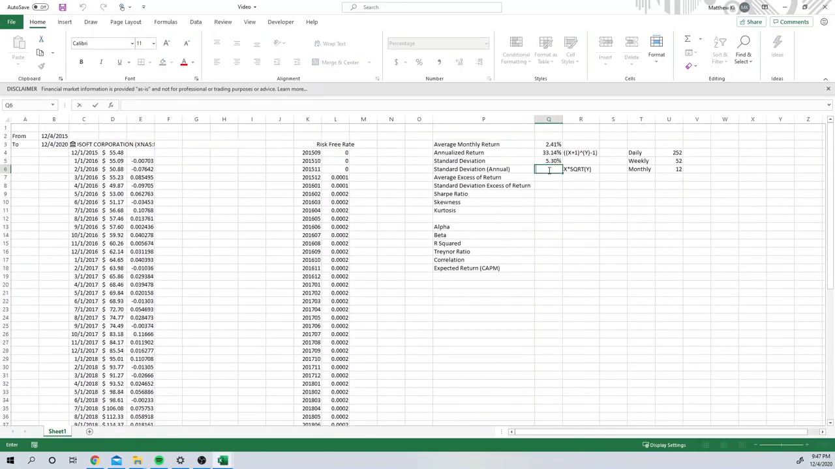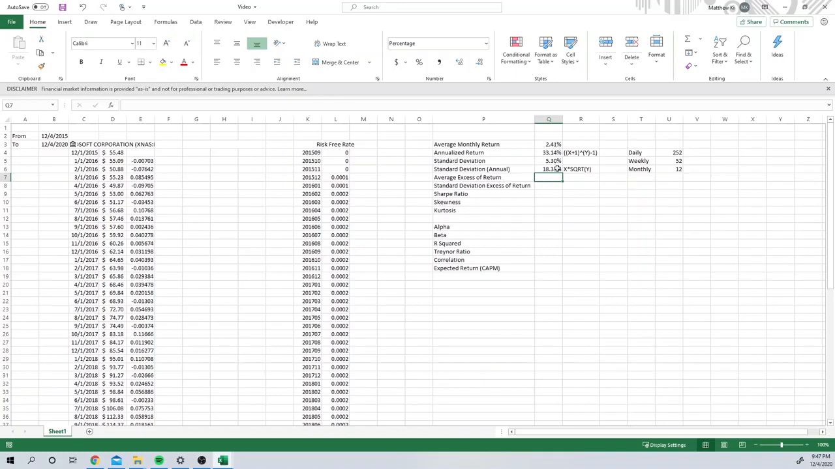That's our standard deviation. To annualize it, here's the formula. We take what we just calculated and multiply it by the square root of our interval again, so 12: equals x times sqrt 12. So that's an 18% standard deviation.